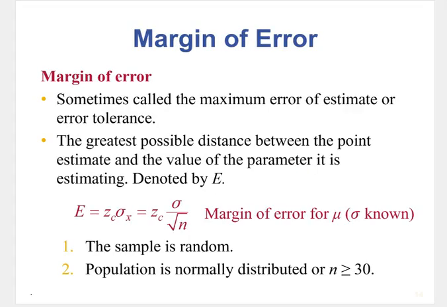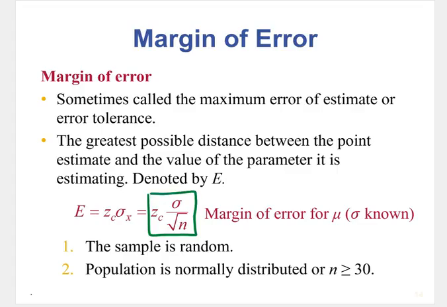All right, so the margin of error is sometimes called the maximum error of estimate or error tolerance. Again, it depends what books you use, what name it will be called. But what it is, is the greatest possible distance between your point estimate and the value of the parameter that you are estimating. It is denoted by capital E, and this is the formula.